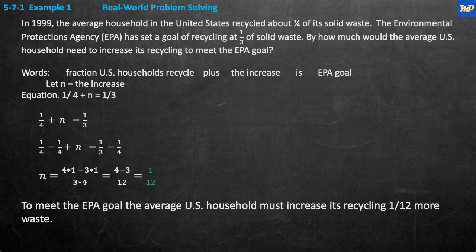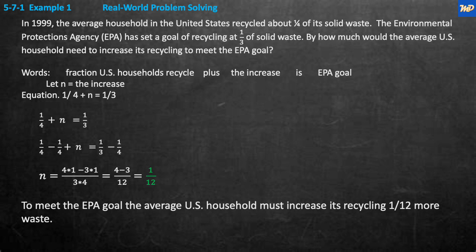Okay, example 1. It's a real-world problem we're going to solve here. It says in 1999, the average household in the United States recycled about 1/4 of its solid waste. The Environmental Protection Agency, the EPA, has set a goal of recycling 1/3 of the solid waste. So how much would the average U.S. household need to increase its recycling by to meet the EPA goal?